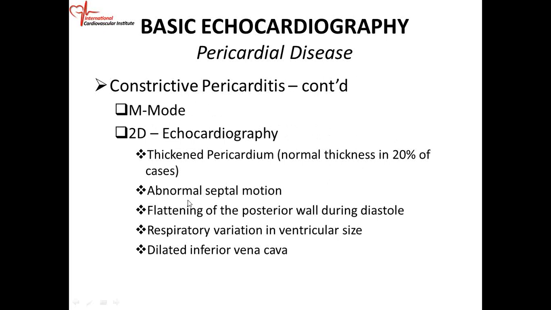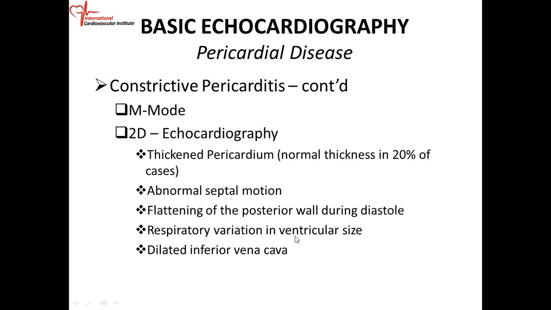Remember, we talked about the septal bounce: because the ventricle cannot enlarge, the septum has to take up the slack. So the septum is going to move back and forth, back and forth. In inspiration, it's going to move to the left. In expiration, it's going to move to the right. So abnormal septal motion, or septal bounce. When you look at the posterior wall, you get this so-called diastolic flattening of the posterior wall. And again, respiratory variation in ventricular size.